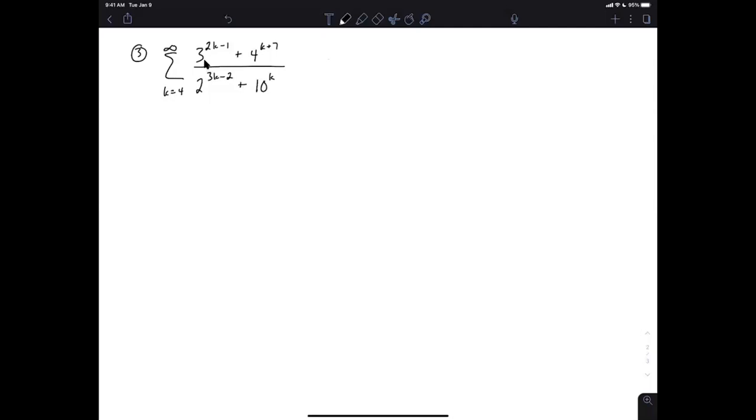And it's all the same function type. So the ones we've been doing are all power functions, but this one's all exponential functions. And so to start the problem, we're gonna compare it to an easier series.